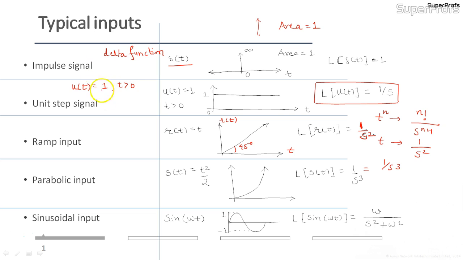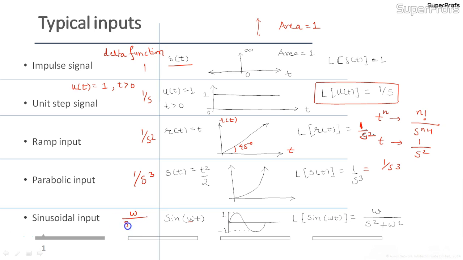So all these inputs have Laplace transforms in order 1 by s. So here is 1, then you get 1 by s, then you get 1 by s square. For parabolic input, the Laplace transform is 1 upon s cube. And for sinusoidal, as you can see here, the amplitude is 1 and frequency is omega. And then you have the Laplace transform as omega upon s square plus omega square.